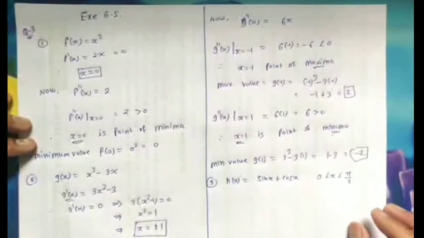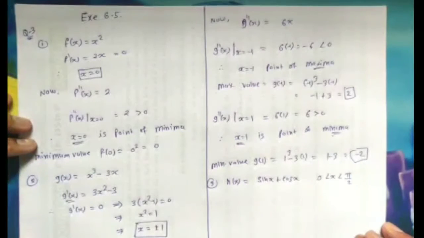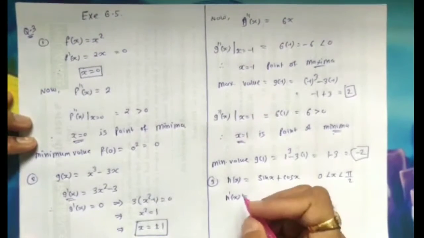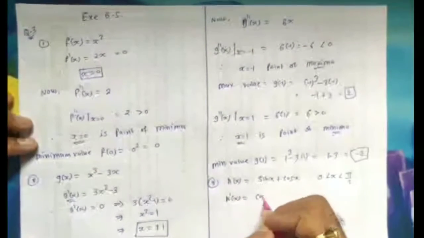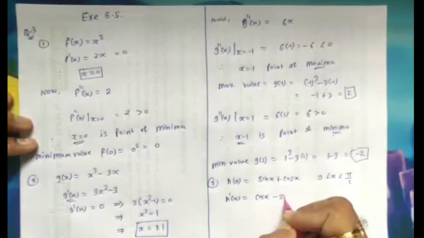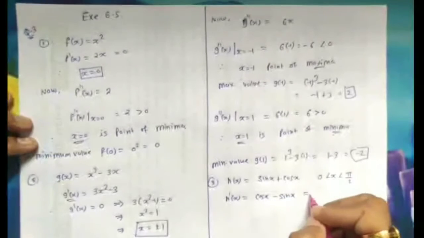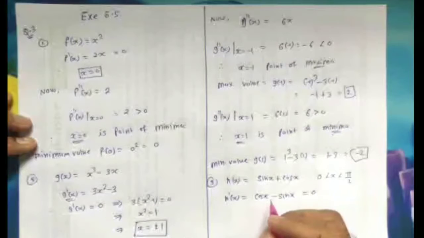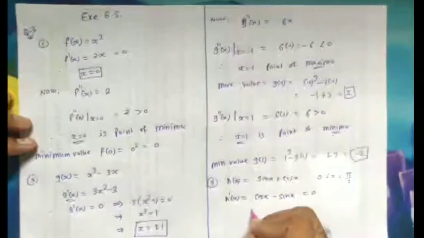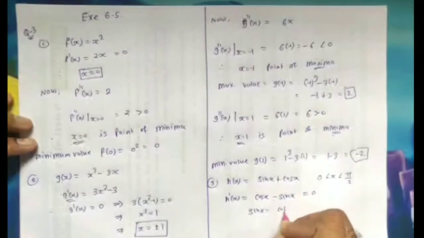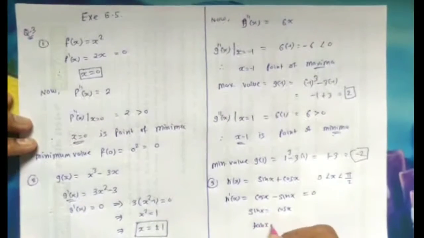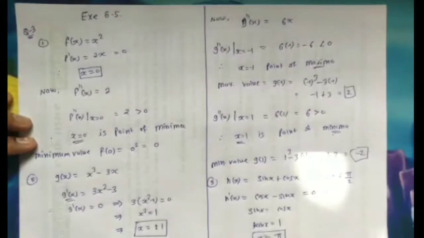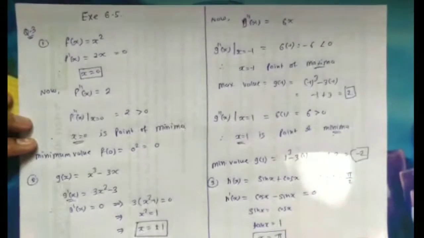You have to follow the same algorithm. First, you have to find the first order derivative. So first order derivative is h dash x, differentiation of sin x, which is cos x, and differentiation of cos x, which is sin x. And then you have to compare h dash x with 0. So this is nothing but sin x equal to cos x, which is nothing but tan x equal to 1. So we are getting x equal to pi by 4. Very good, x equal to pi by 4. So this is our critical point.